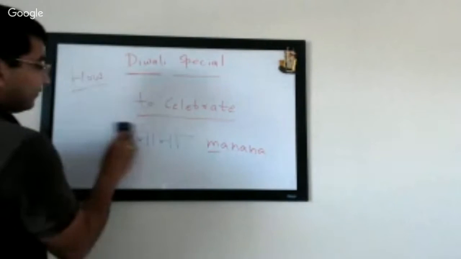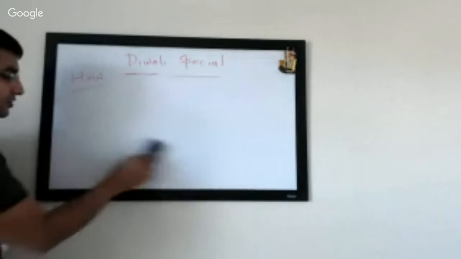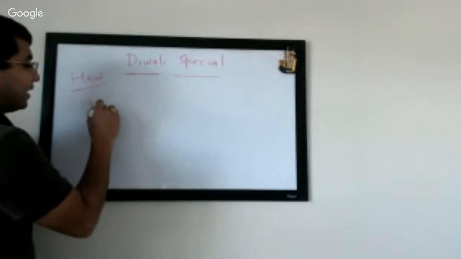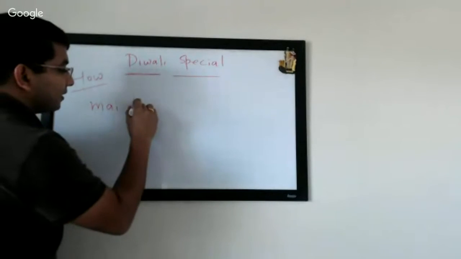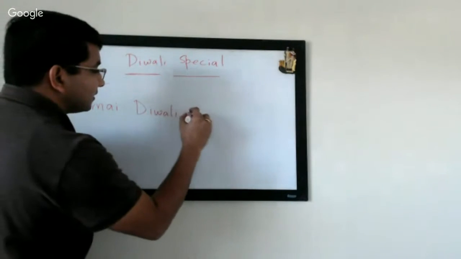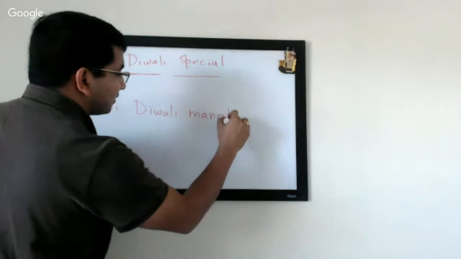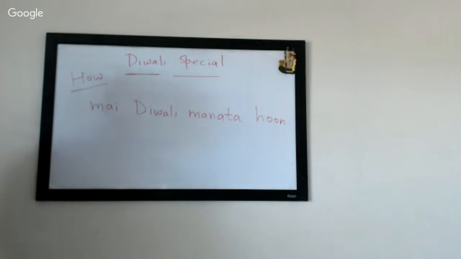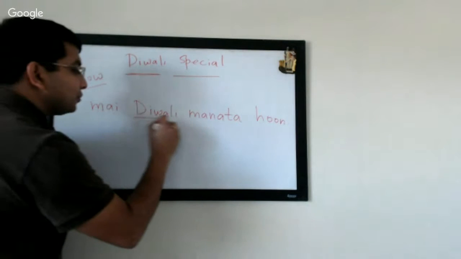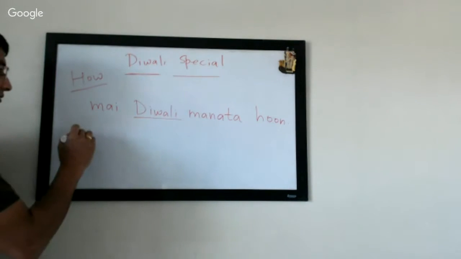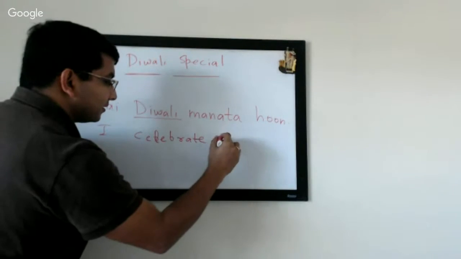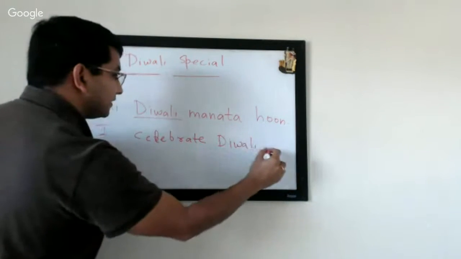So the easiest one, before we jump to how, let's try to use it in some sense, right? So मैं दिवाली मनाता हूँ. I celebrate Diwali, right? Or let's say if somebody is asking you, do you celebrate Diwali? So this is like, I celebrate Diwali.